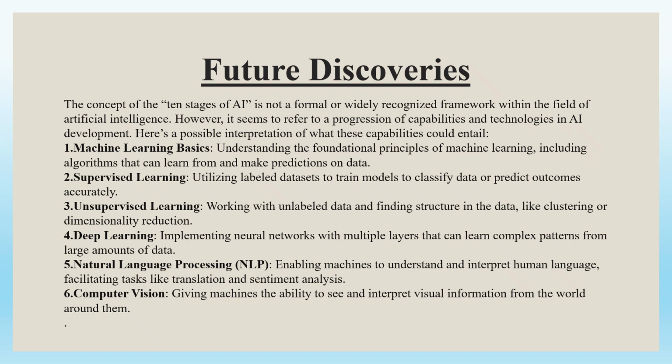Deep learning, as I mentioned earlier, is very, very sophisticated, very, very complicated, but it's also based on the human neural network, or I should say the human brain. So with deep learning, the AI implements neural networks with multiple layers that can learn from complex patterns from large amounts of data. And we're going to look at that in more detail later.